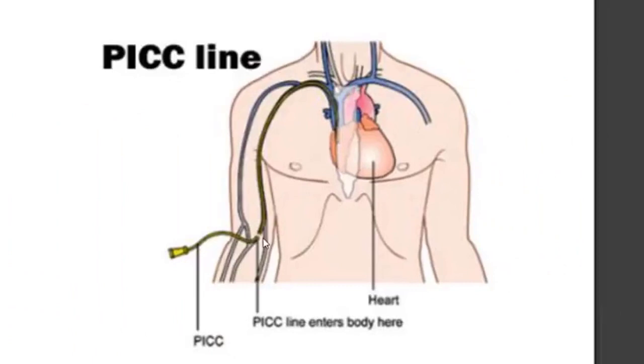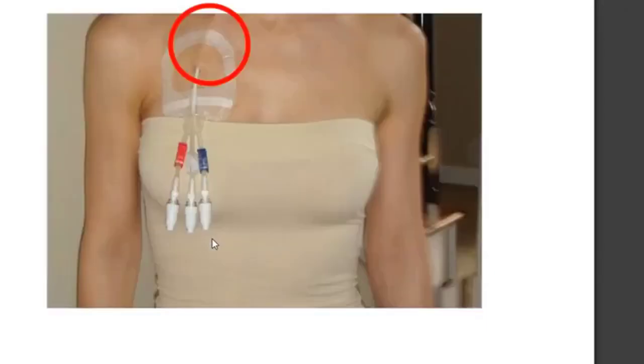With the PICC line, it enters the body here, and the majority of the catheter, as you can see, is internal. So you only have this very small amount of PICC line that's outside of the body, so the infection risk is less. So this is the tunneled catheter. You can see right here, you can kind of see the catheter up under the skin. Because this is not exposed, this actually helps to prevent infection.